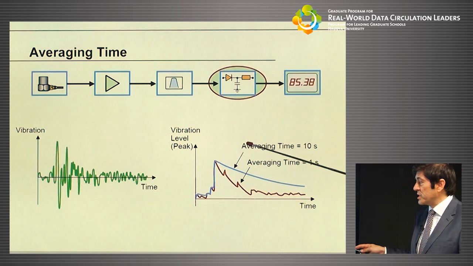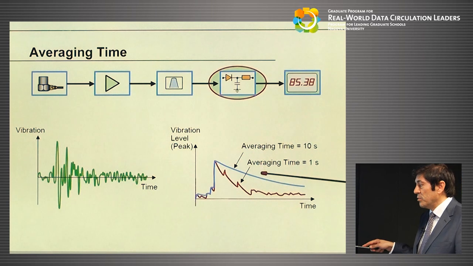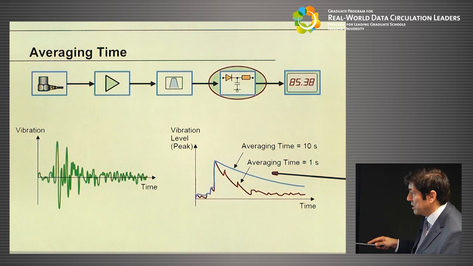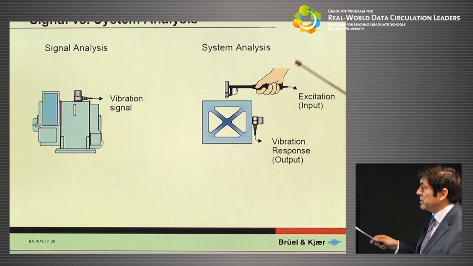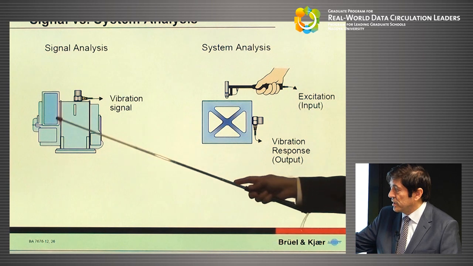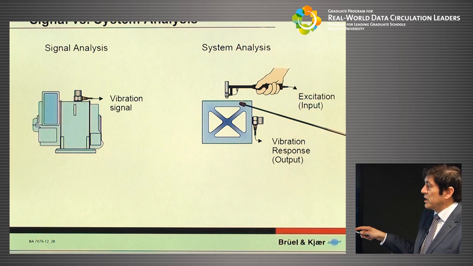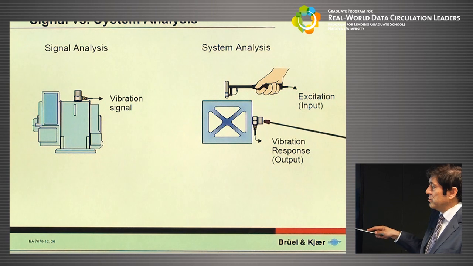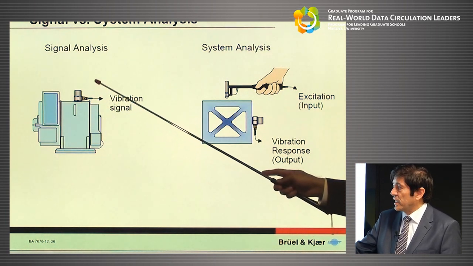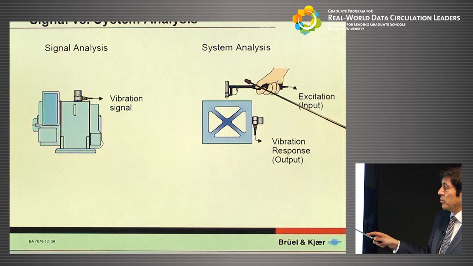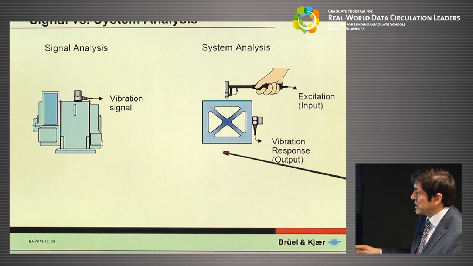For chemical processes or thermal systems, the averaging time may be large, but mechanical systems behave very fast, so averaging time should be very low. We make measurements. For instance, we can make a measurement on a CNC machine in a factory, or we apply an excitation. This is the modal analysis hammer. We apply its force, then we make some measurements. We take some outputs. So in this case, we can make a signal analysis on this machine, or by applying a force and making a measurement, we can complete a system analysis for this structural system.